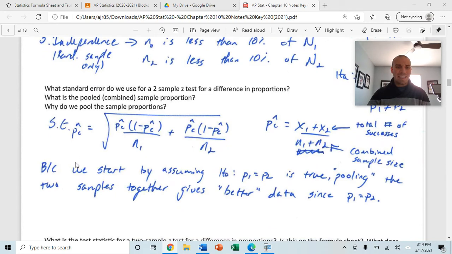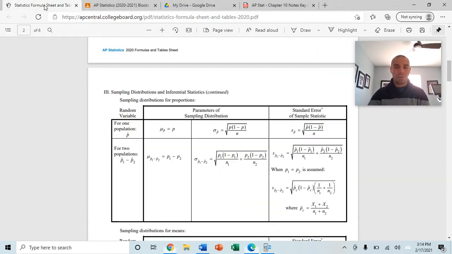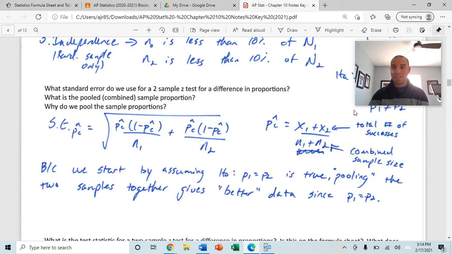In here, we have this idea of finding the standard error for what's called a pooled combined sample proportion. Not overly important, and this formula is on the formula sheet right here for the pooled proportion. And you see we use this one, not the one that we were just using, when we assume P1 and P2 are equal, which we do in a significance test. Hence, your standard error formula here is slightly different than the standard error formula that we saw for the confidence interval. Because for a significance test, you're assuming equality between the two proportions.